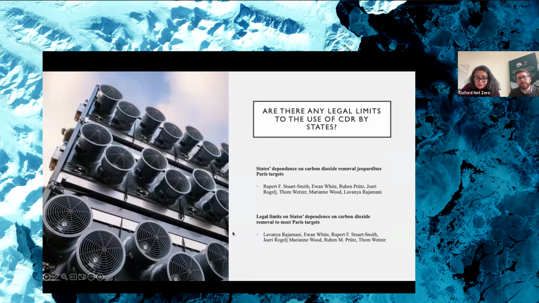We are a group of interdisciplinary scholars in the process of finalizing 2 papers on this issue. And what we're going to do in the next little while is to give you a little insight into some of our key findings. The first paper, States' Dependence on Carbon Dioxide Removal Jeopardizes Paris Targets, does an overview of the science, and the second one looks at the legal limits that attach to that science. So legal limits on states' dependence on carbon dioxide removal to meet Paris targets. We're going to focus primarily on aspects of the second paper today, but these 2 papers are interlinked and complement each other.